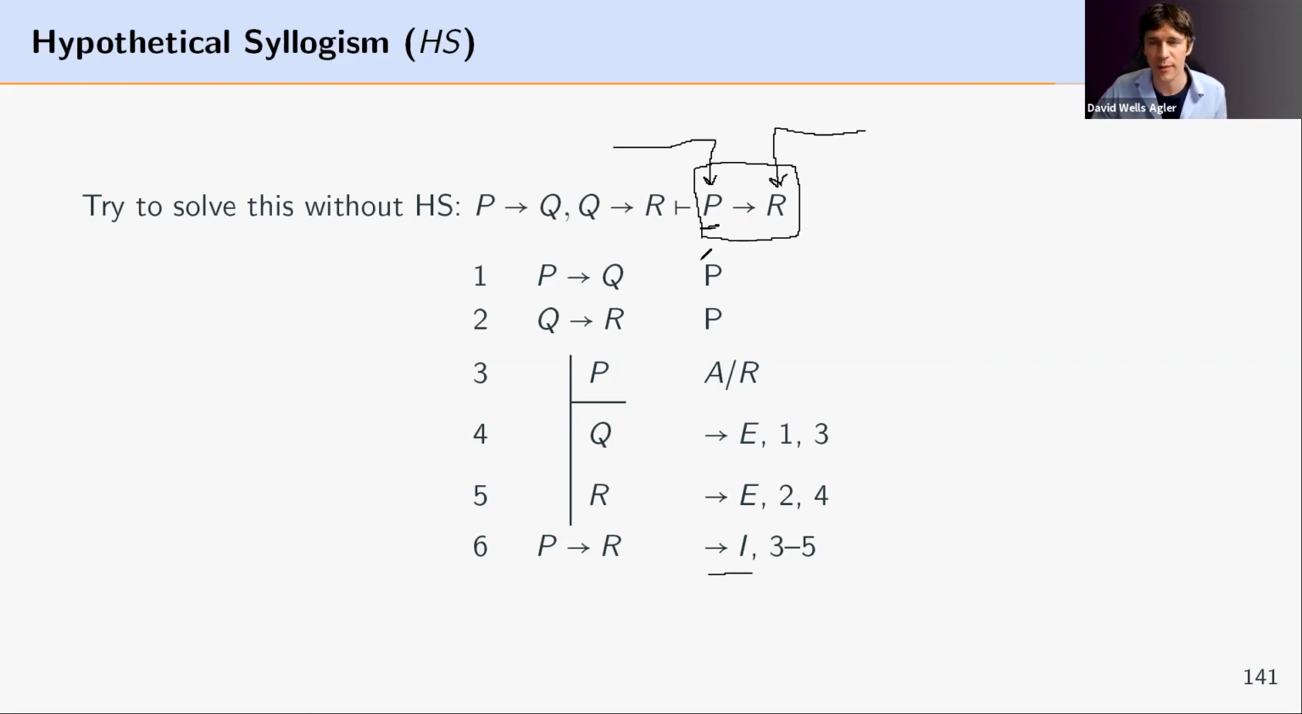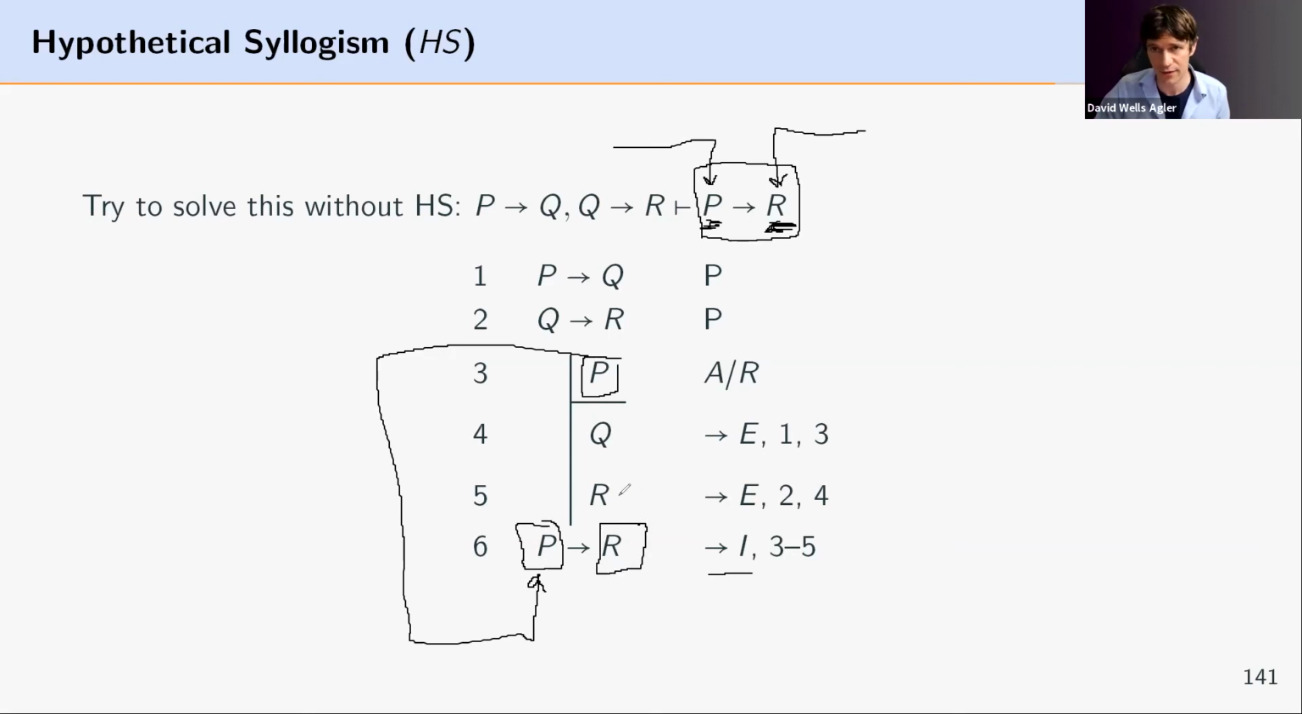Okay, so what was the point of making this assumption? Well, we assumed P, and then our goal was to derive R, which we have done. And now we can use this conditional introduction rule. Conditional introduction says that you derive a conditional based upon this subproof, where the antecedent of the conditional is the formula that you assumed, which was P, and the consequent of the conditional is the formula that you derived in the subproof, which was R. And so we can use conditional introduction at line 6.